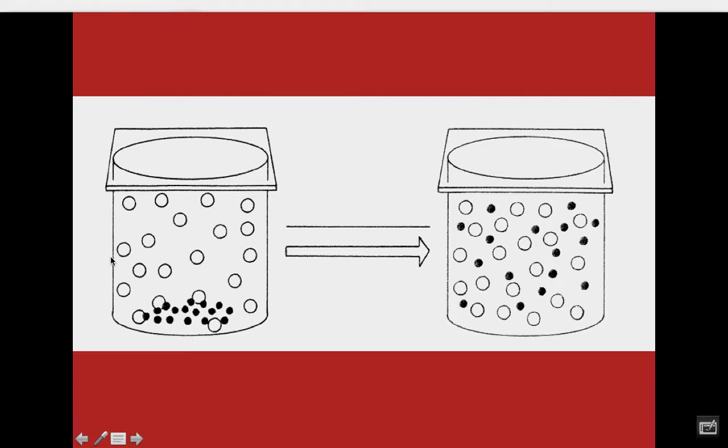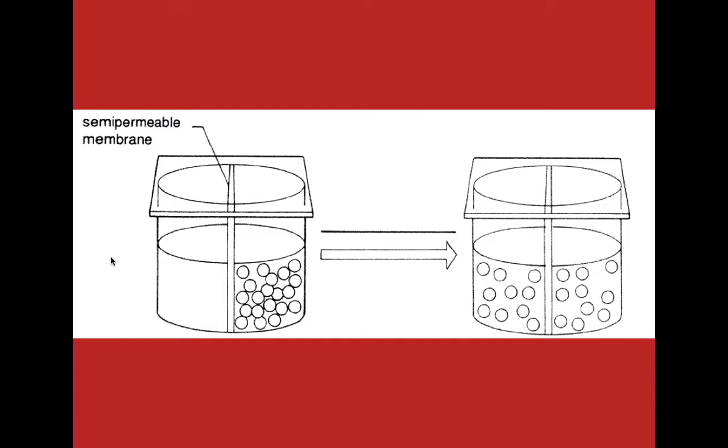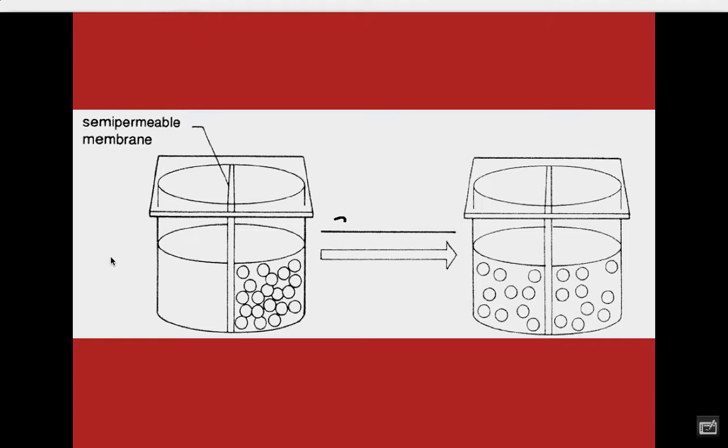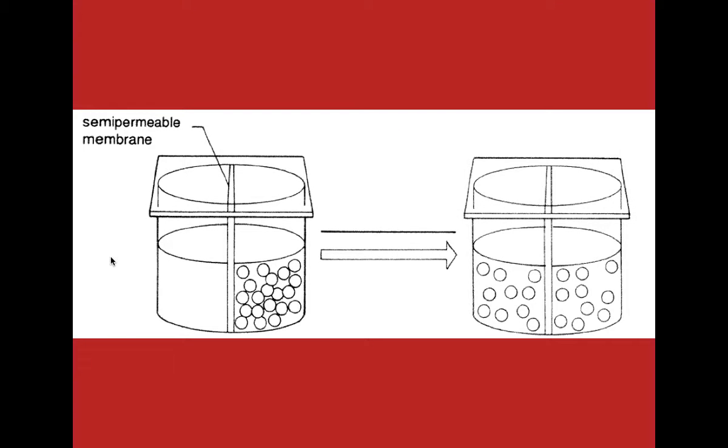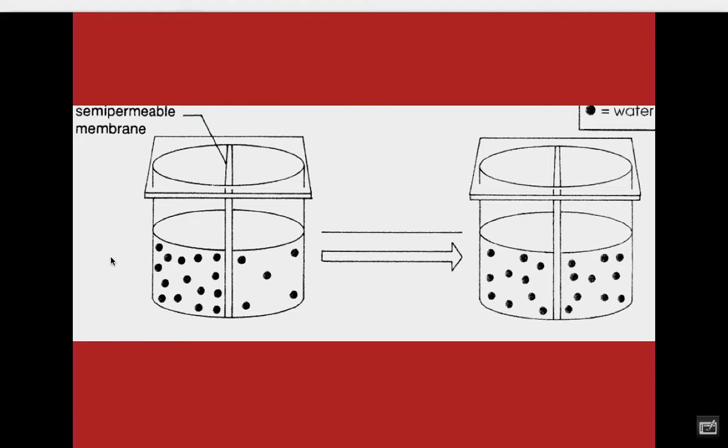All right, if we take a look at the next one, we have a semi-permeable membrane and all the salt is on one side and then it spreads out so that the salt is equal on both sides. That is diffusion. And then in the last one, we have the semi-permeable membrane with the water partially on one side as well as on the other, and it evens out. So this is osmosis.